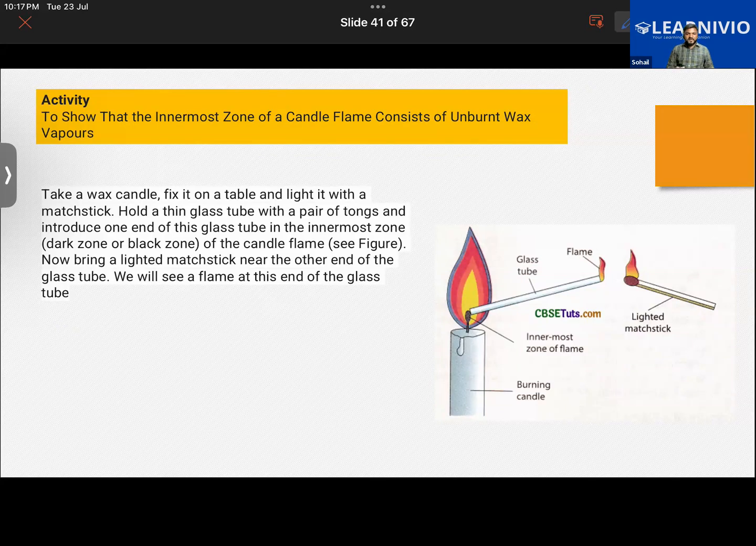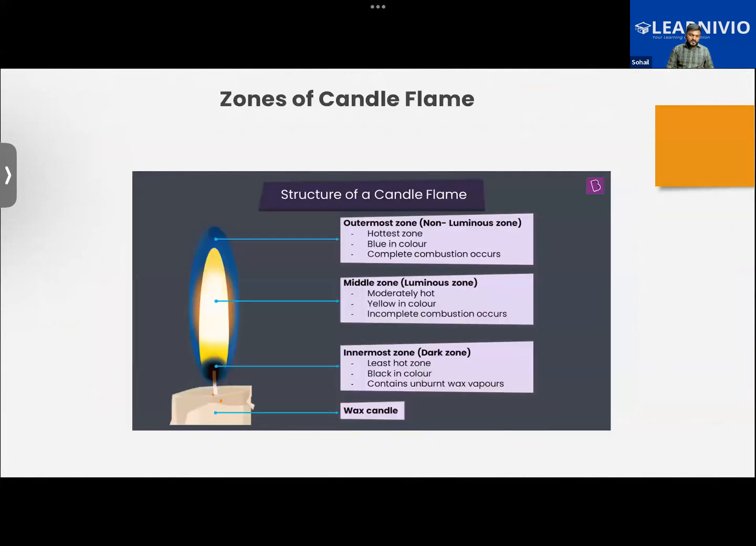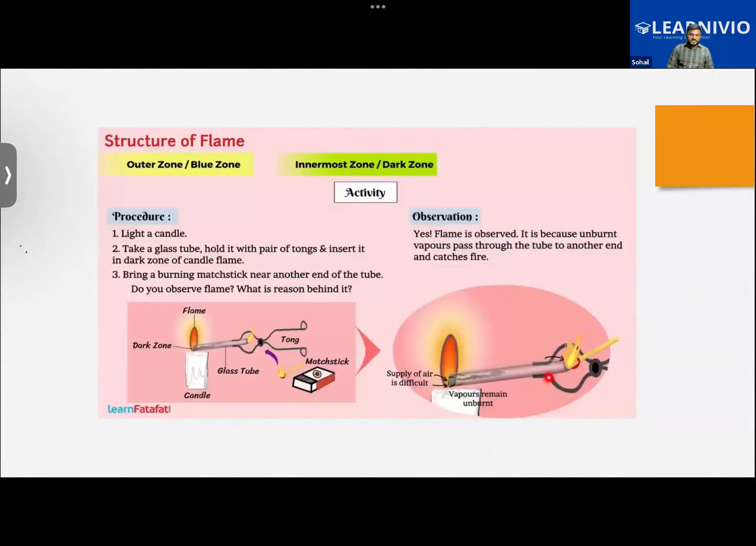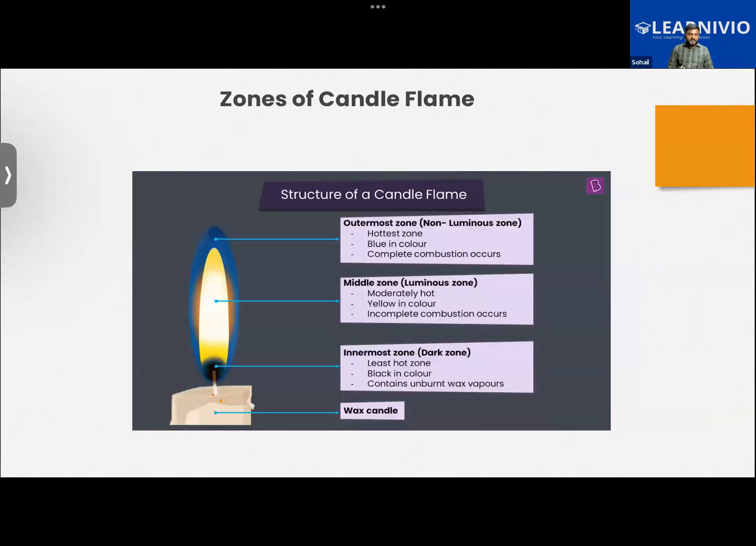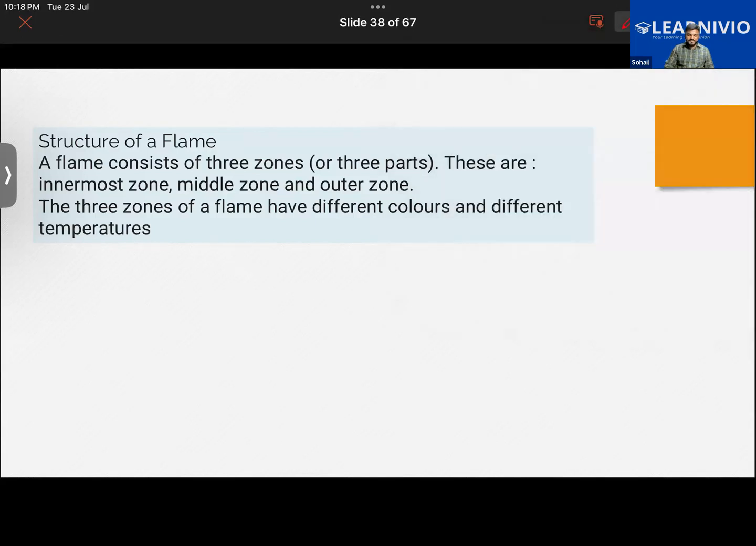Now, there's an interesting activity: if you were to place a glass tube in the innermost zone of a candle flame, like this one that you see over the black zone, the dark zone, and on the other end of the tube, if I were to place a burning matchstick, it will burn at a very rapid state. It will catch fire rigorously. So why does that happen? All those things will be clear once we get to know about the structure of the candle flame.